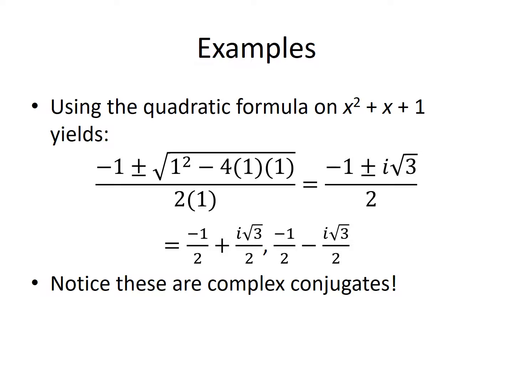We were able to determine one complex solution with a plus i root 3 over 2, and we're immediately able to determine that minus i root 3 over 2 has to be the imaginary part of the other solution, or the complex conjugate.